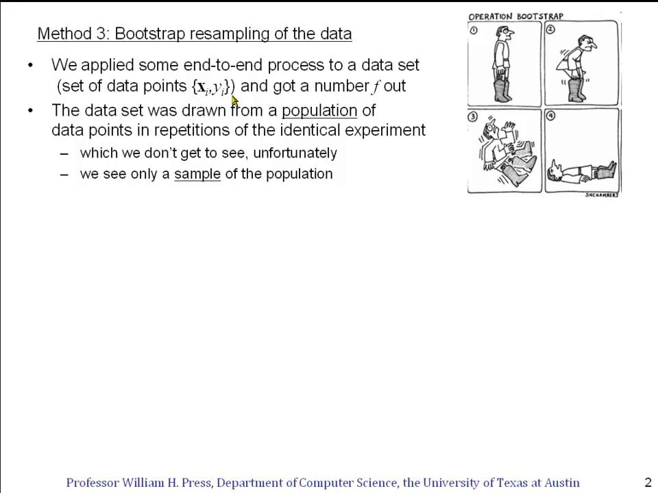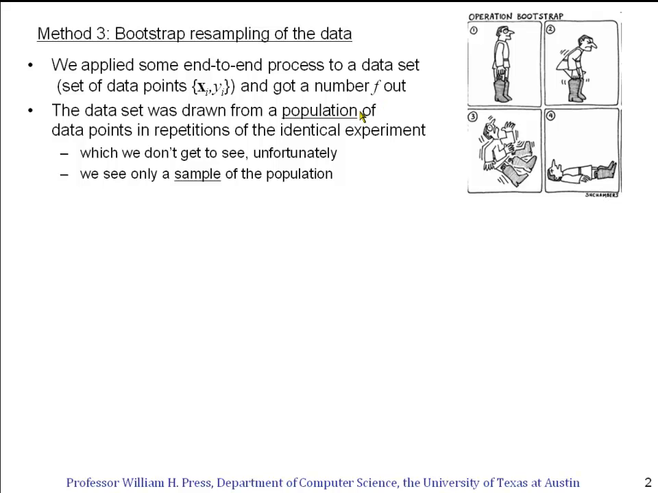Now, this data set, if we're being frequentists here for a minute, is drawn from a population of data sets that would obtain if we simply repeated the identical experiment. No two repetitions of the experiment would give the same data points, but what we're hoping is, of course, that they give values of f that are close to each other. That is to say that the uncertainty in f should be small.